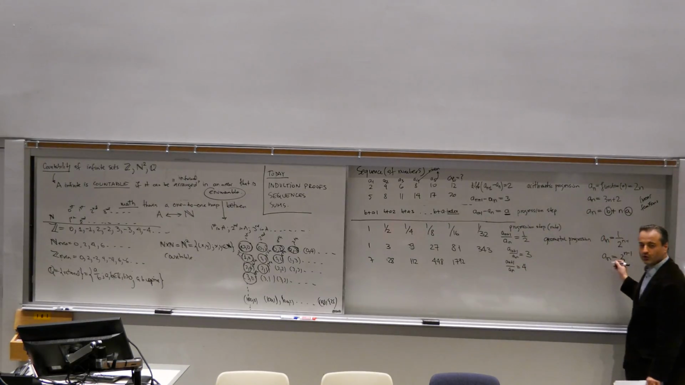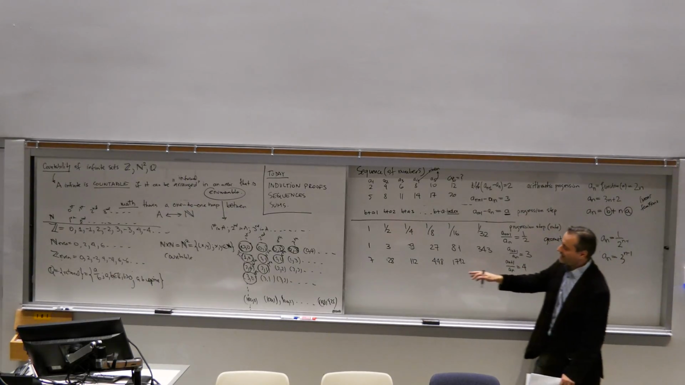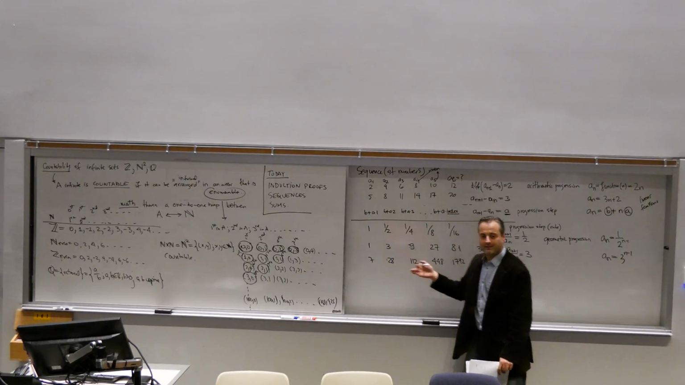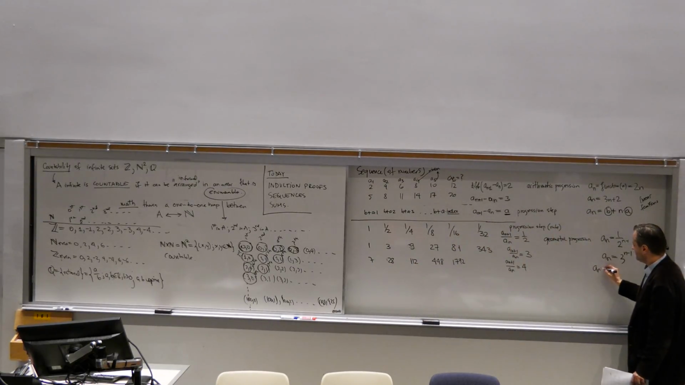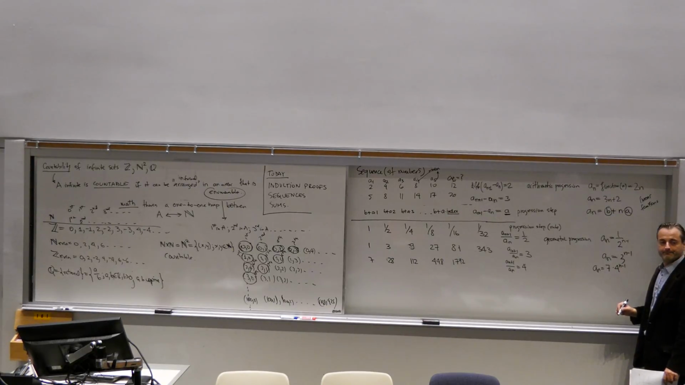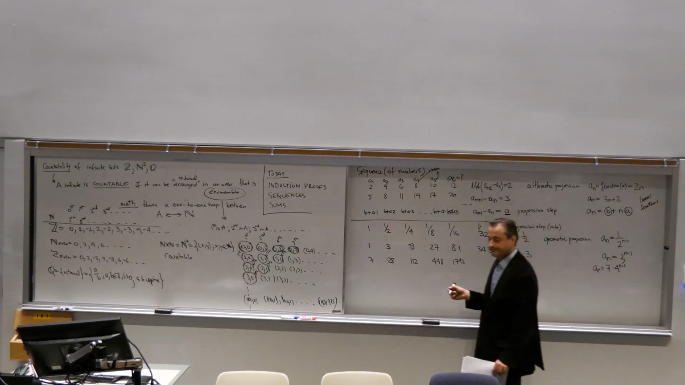But this is not 4 to the n minus 1, right? Because it doesn't start with 1. It's 7. It's something else. It's 7 times 4 to the n minus 1. Right? That's what it is. It's 7 times 4 to the n minus 1. All these are geometric progressions.